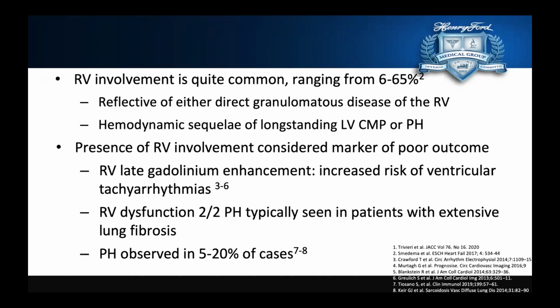RV late gadolinium enhancement seen on cardiac magnetic resonance imaging, or MR, has been shown to be predictive of an increased risk of ventricular arrhythmias. More so, RV dysfunction secondary to pulmonary hypertension is typically seen in patients with extensive lung fibrosis, although this can also be seen in patients with normal lung architecture. Surveys in sarcoid clinics have identified pulmonary hypertension in about 5 to 20% of cases, with up to about half of these persistently dyspneic patients diagnosed with sarcoidosis-associated pulmonary hypertension.